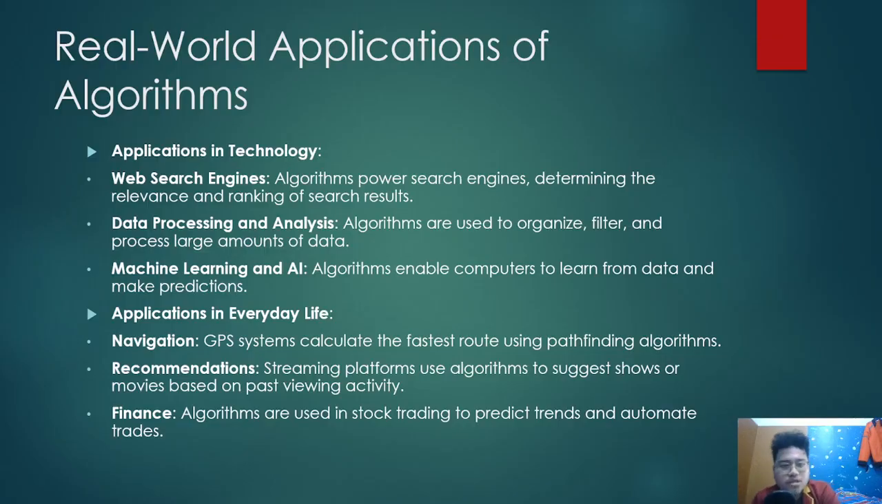For examples of application in everyday life, there is navigation, like Google Maps, where GPS systems calculate the fastest route using pathfinding algorithms. Then recommendation, like streaming platforms that use algorithms to suggest shows or movies based on past viewing activity. Like when you watch a horror movie, they will suggest another horror movie. And third is finance. Algorithms are used in stock trading to predict trends and automate trades.